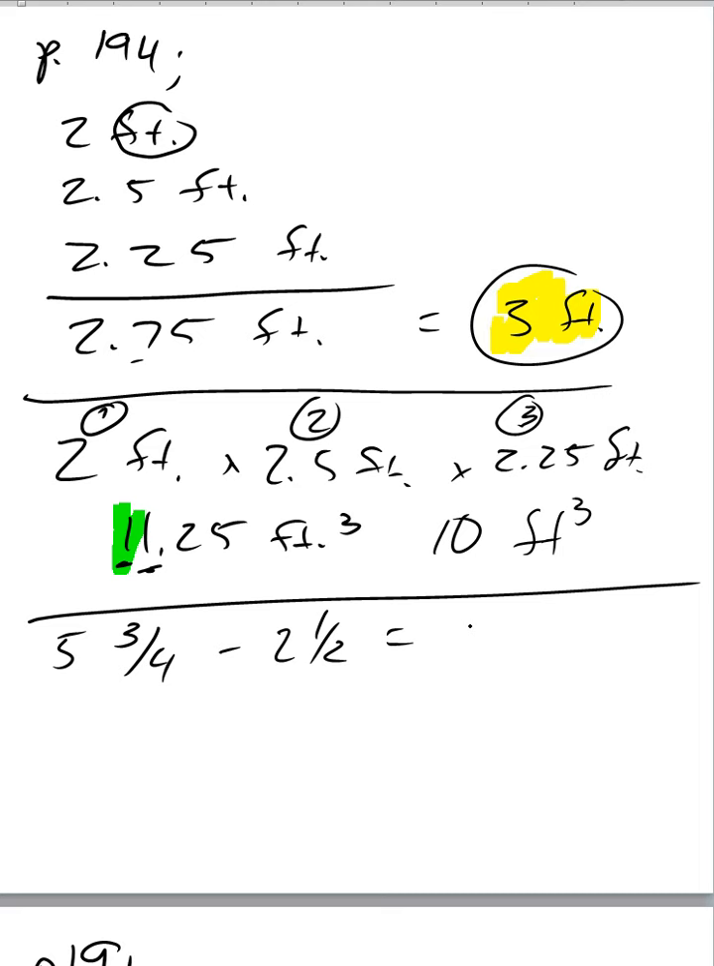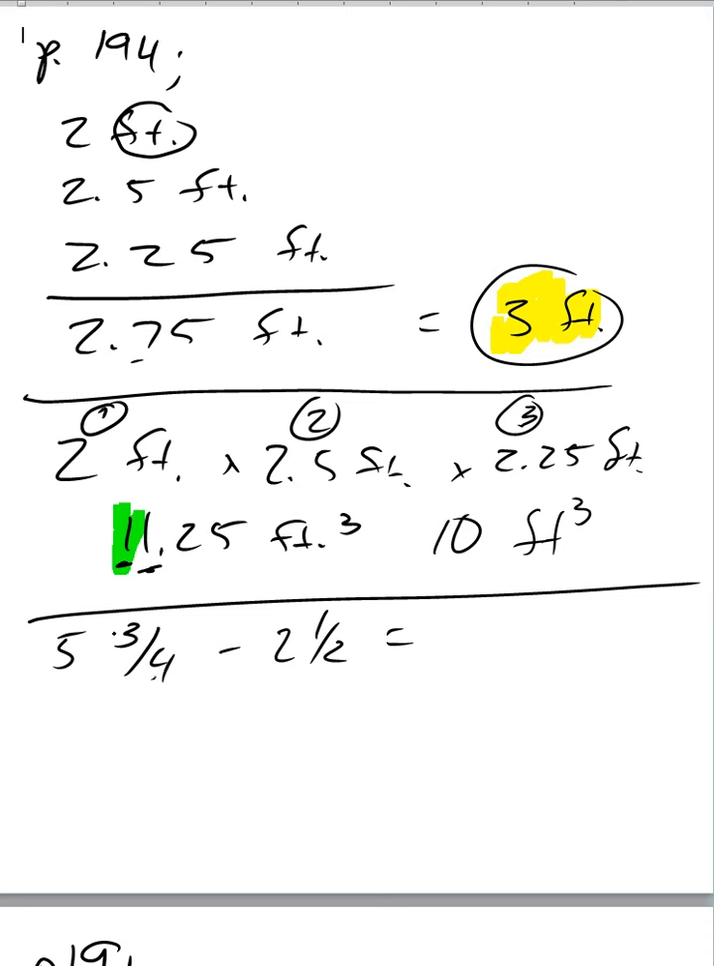Okay, I need to find the distance there. It's just like driving down the road. If I'm at mile marker 2 1/2, and I go to mile marker 5 3/4, how far did I go? So I subtract these. I need to have a common denominator here, and I need to make an improper fraction.